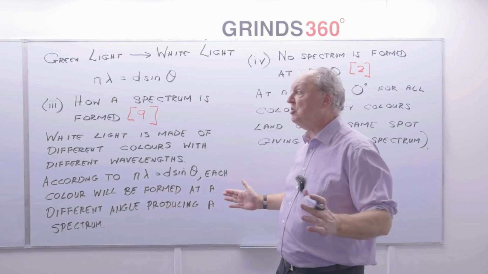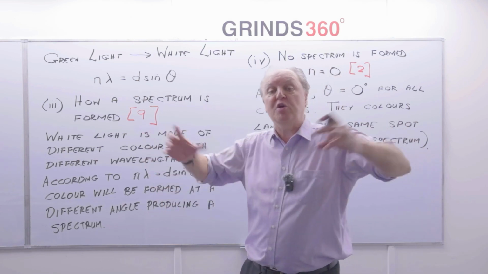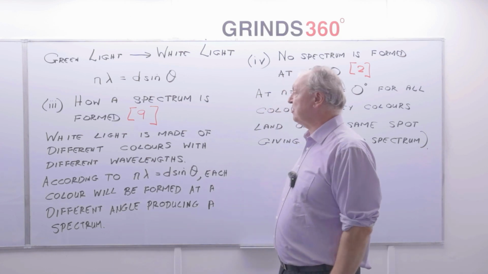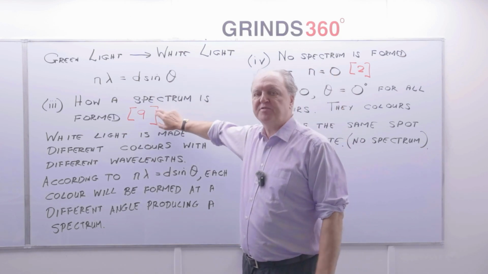They're now in different positions. You only see white light when all the colors land on the same spot. So we get that spectrum as a result of that. So 9 marks for answering that.